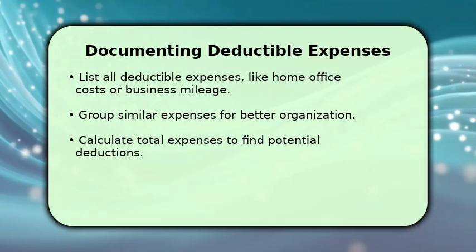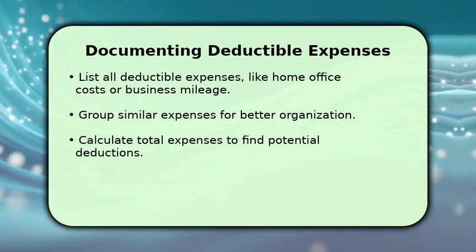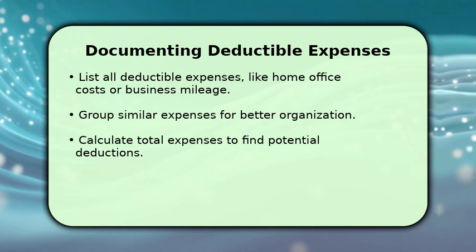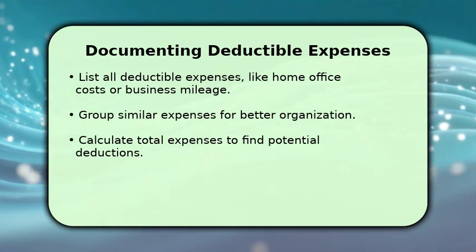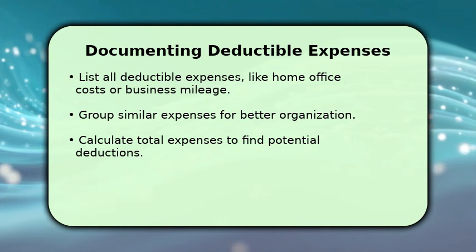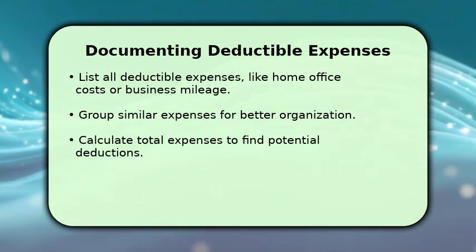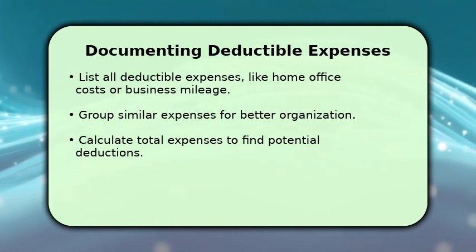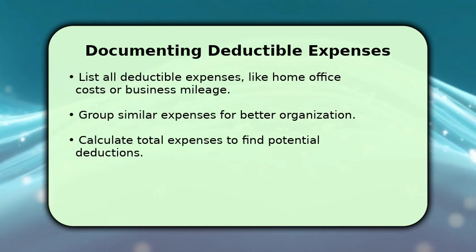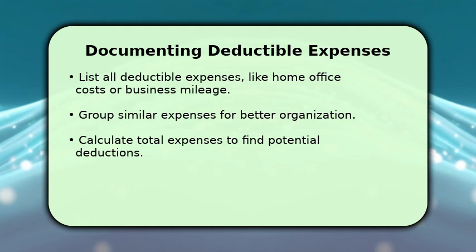Now let's tackle expenses. Document all your deductible expenditures, such as home office costs, business mileage, or professional development fees. Grouping similar expenses like office supplies or travel helps streamline your record keeping. Use Excel to calculate your total expenses, which is crucial for identifying potential deductions and reducing your taxable income effectively. This step is vital for maximizing your tax savings.